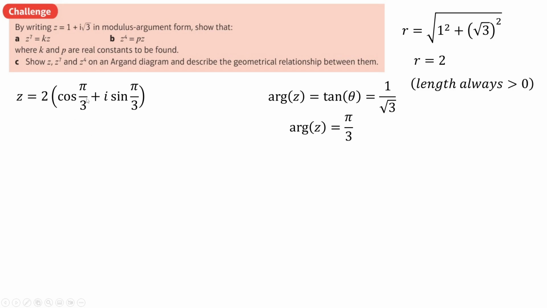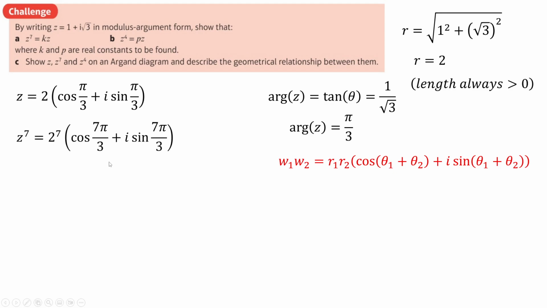Now you can prove this, and they do actually prove it in the chapter with the formulas for adding two angles, and you can try it yourself, but I've just put the general idea here. So if we multiply z by itself 7 times, that's just going to be 2 to the power of 7, and then we're going to add 7 lots of pi over 3. So it's just going to be 7 pi over 3.